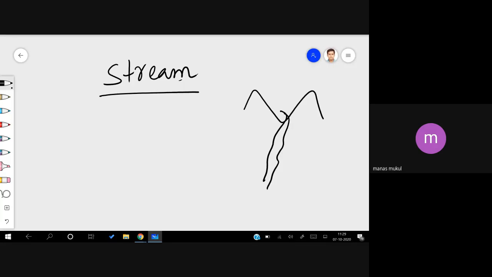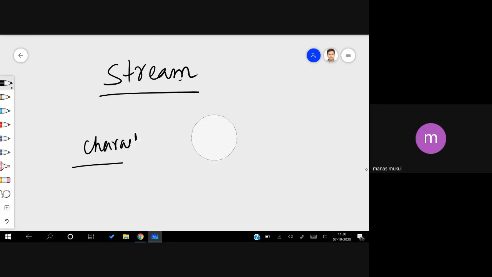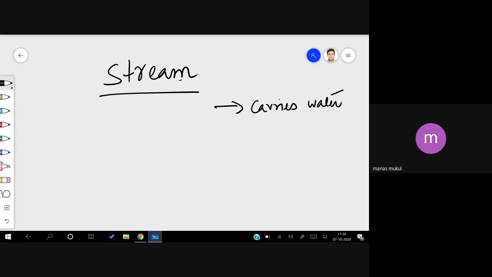So what are the characteristics of a stream? Obviously, a stream carries something, right? What does a stream carry? It carries water. So you can have a water stream. A water stream is a small river which carries water, right? Now, what is the second characteristic? So a stream carries something. In the literal sense, it carries water. And there is another property.